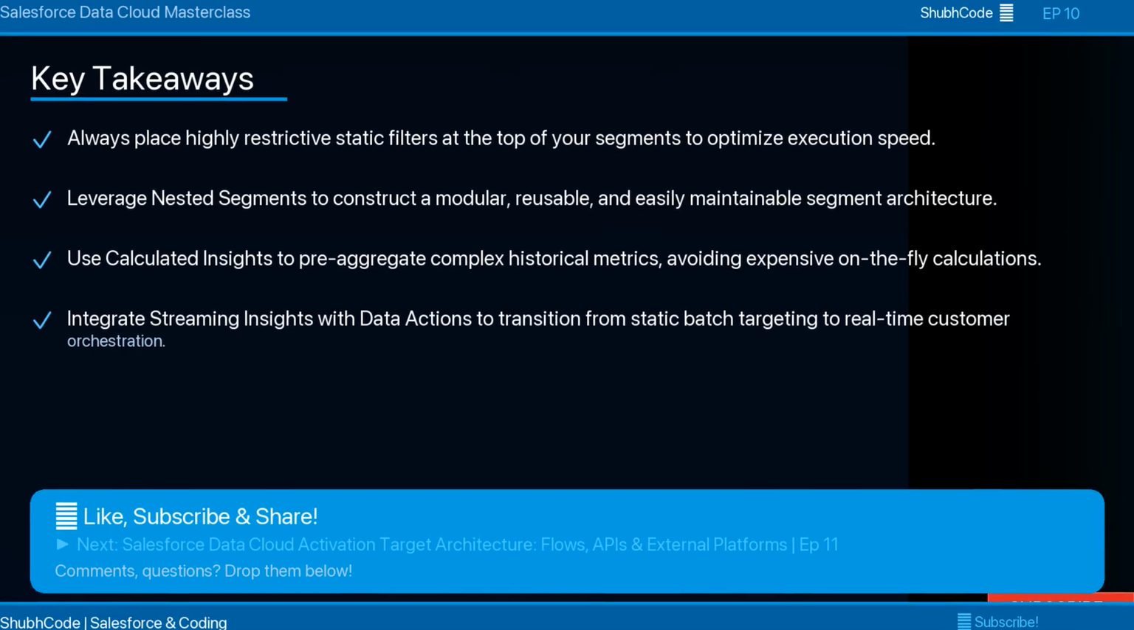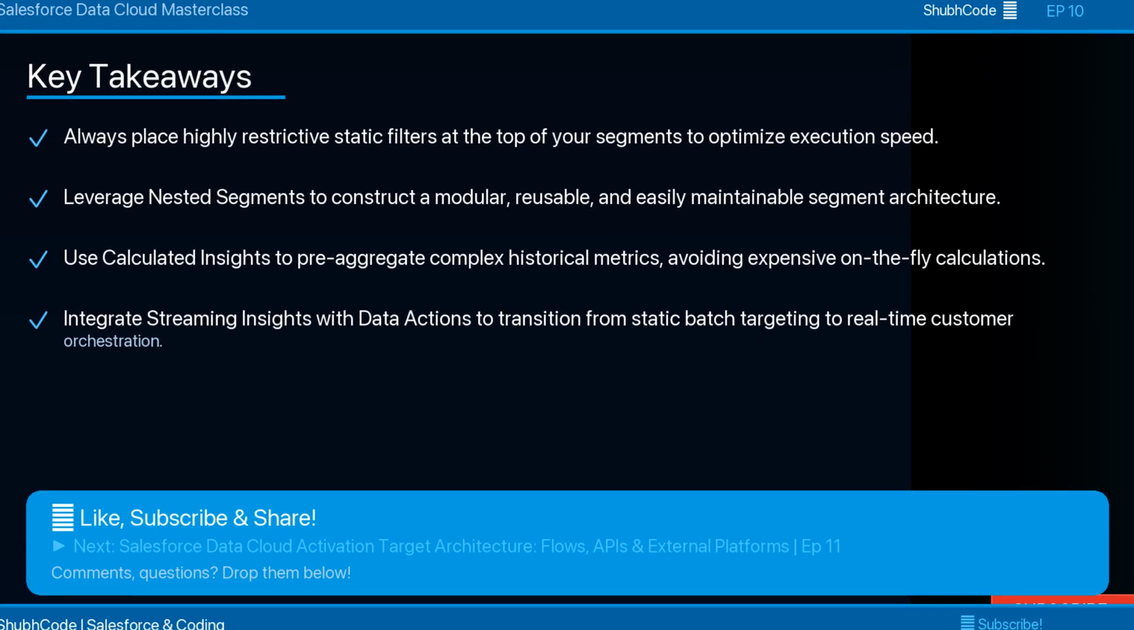Alright, let's wrap up. Here are the key things to remember. Always place highly restrictive static filters at the top of your segments to optimize execution speed. Leverage nested segments to construct a modular, reusable, and easily maintainable segment architecture. Use calculated insights to pre-aggregate complex historical metrics, avoiding expensive on-the-fly calculations. Integrate streaming insights with data actions to transition from static batch targeting to real-time customer orchestration.